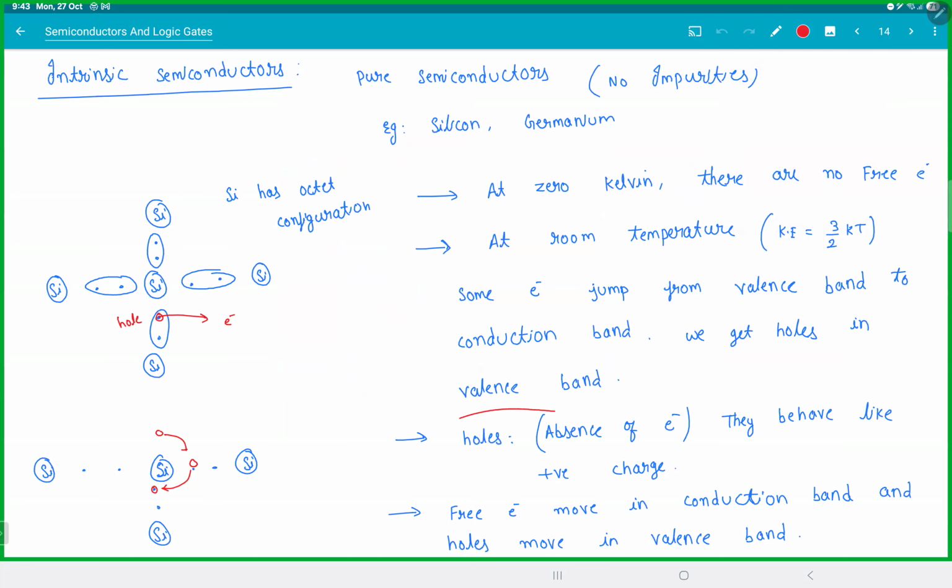So the holes are nothing but the absence of electrons. They behave like positive charges. Here, the free electrons move in the conduction band, whereas the holes move in the valency band. So this is what is actually happening there. We have the silicon, we have electron, electron, a hole, electron, electron, electron. So this electron will jump here, we get a hole here. This electron will jump here, we'll get a hole here. So for a person seeing this, it will feel as if the hole is moving, whereas in reality, electrons are jumping everywhere. Clear with that?